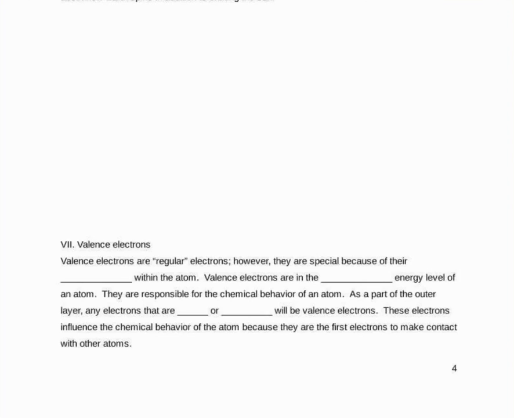Okay, so we are looking at the bottom of page 4. Today's topic is valence electrons. So valence electrons are really just regular electrons. There's nothing special about what makes them up. If you put two electrons side by side, there would be no differences. But valence electrons are special for one reason, and that is their location within the atom.